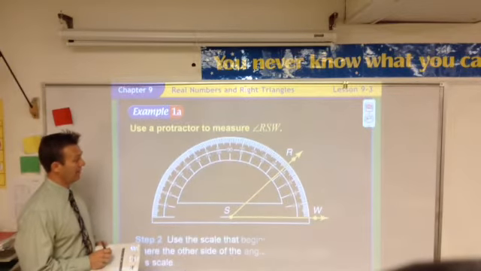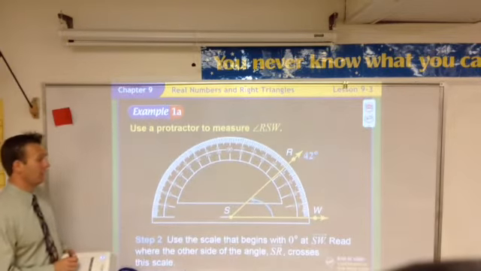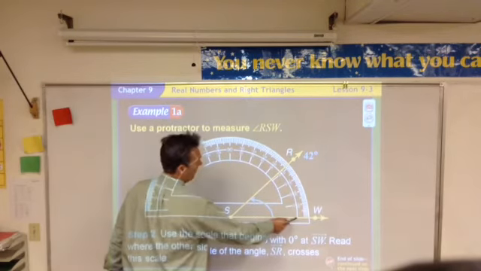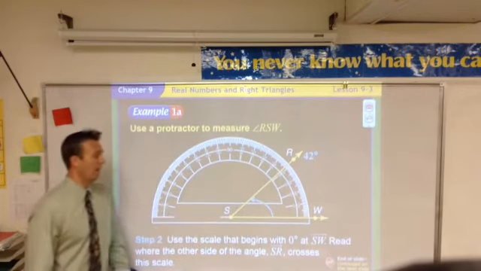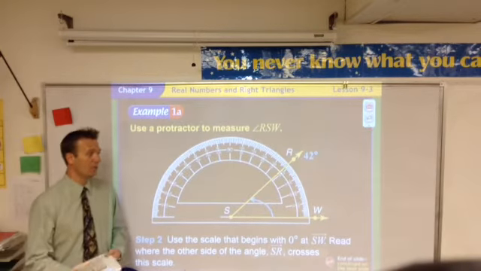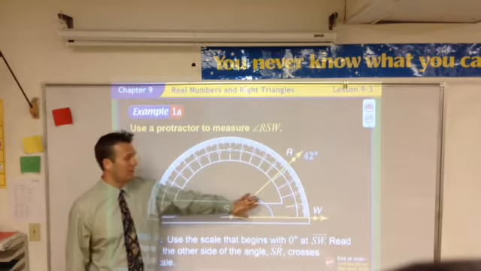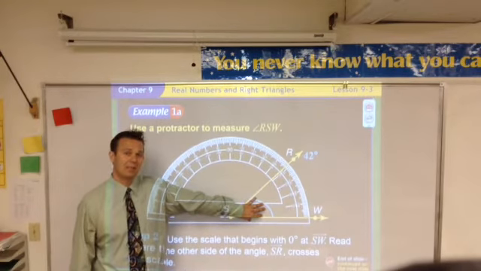Now, your next step is to use the scale that begins with 0 at the SW. So you're actually going to start with the 0 here, and you're going to move forward. And you're going to get the answer, which is 42 degrees. Now, one thing you should know from past is that this is called an acute angle. It's less than 90 degrees. We're going to review that in this lesson.